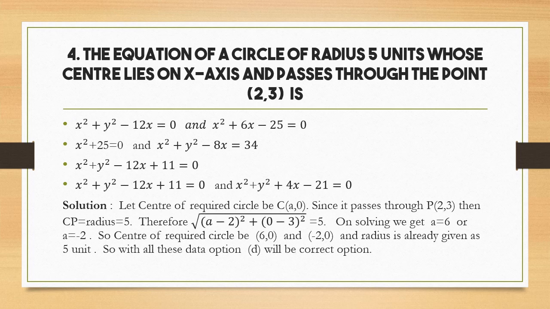Therefore, for this question number 4, x square plus y square minus 12x plus 11 equals 0 and x square plus y square plus 4x minus 21 equals 0 are the two equations of the circle. Okay, so we'll move on to the next question.